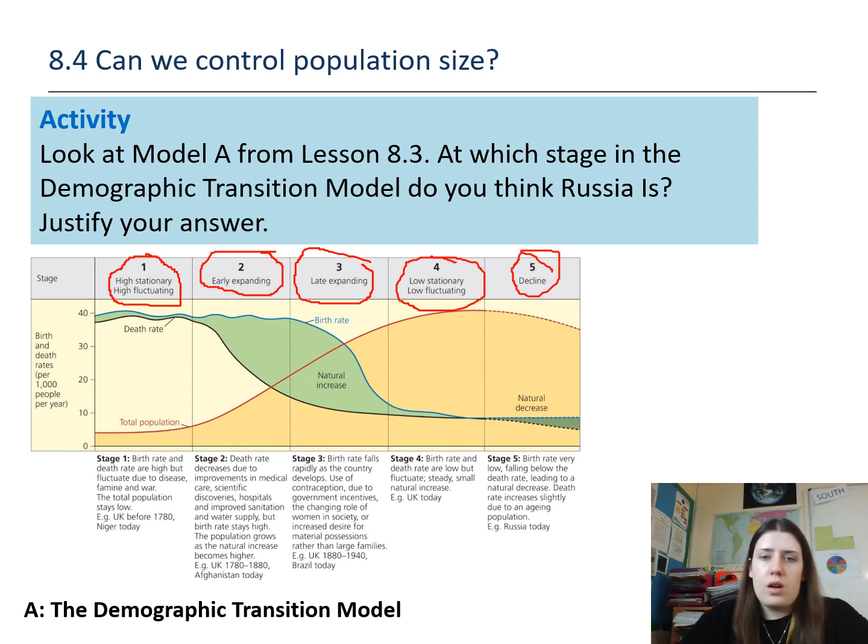So looking at all of those 5, write down which one you think Russia is in and give a justification. It should take you about 3 or 4 minutes. You can pause here.